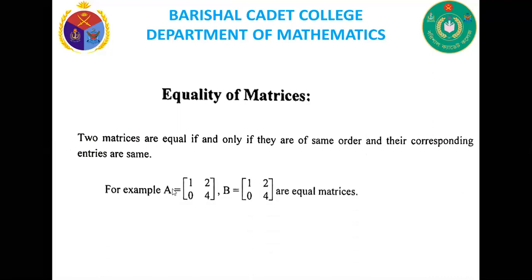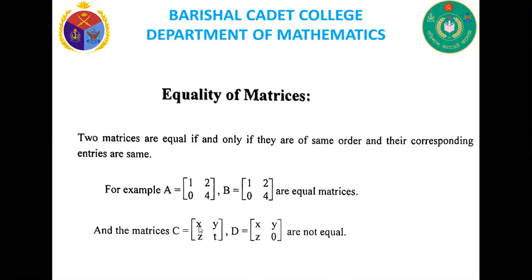Here, this is a matrix A. The entries are 1, 2, 0, 4, and this is a matrix B with entries 1, 2, 0, 4. Here you see that the order of matrix A is 2 by 2. Here the order of matrix B is 2 by 2, and the elements 1, 2, 0, 4 match. So easily you can say that these two are equal matrices.